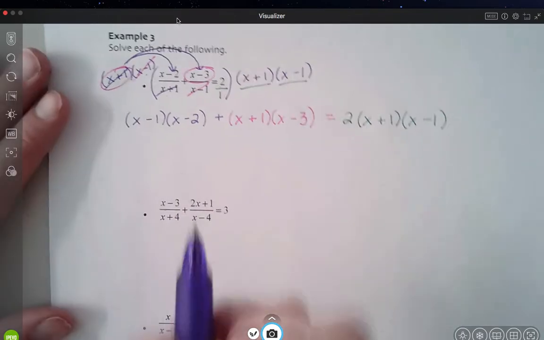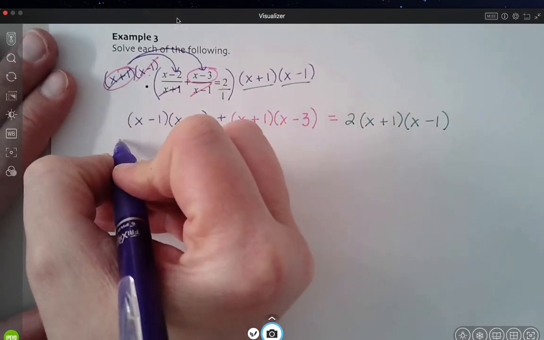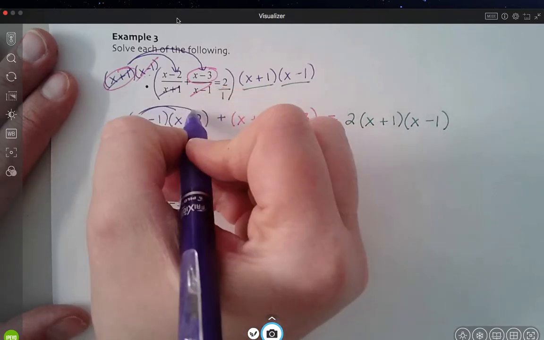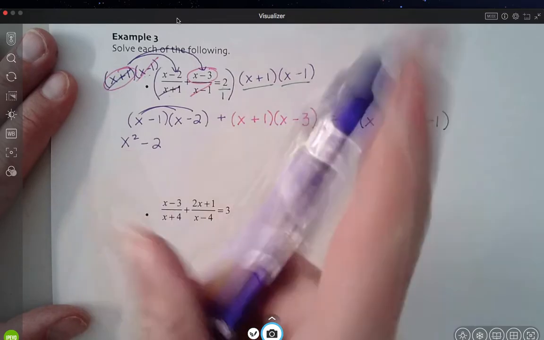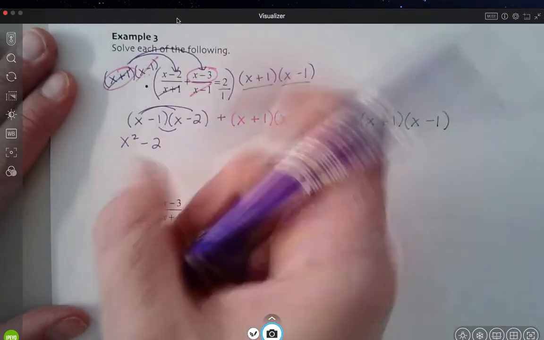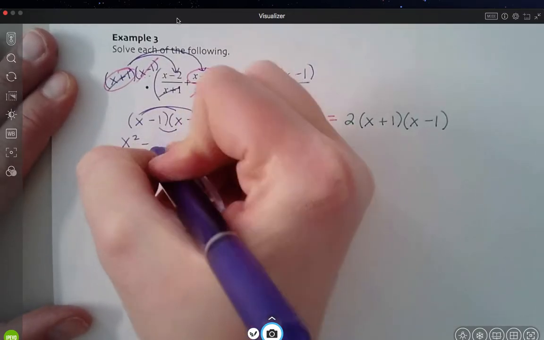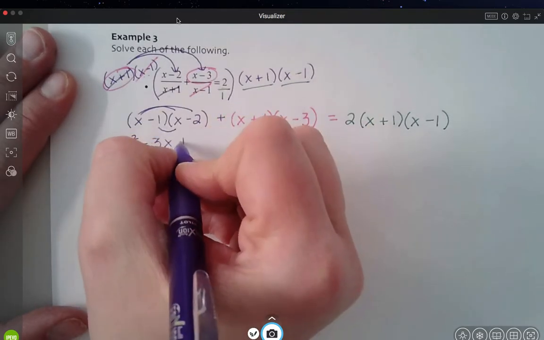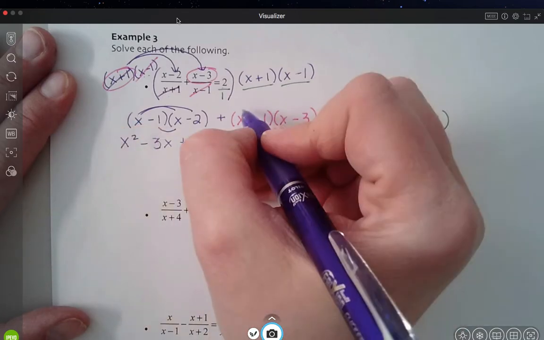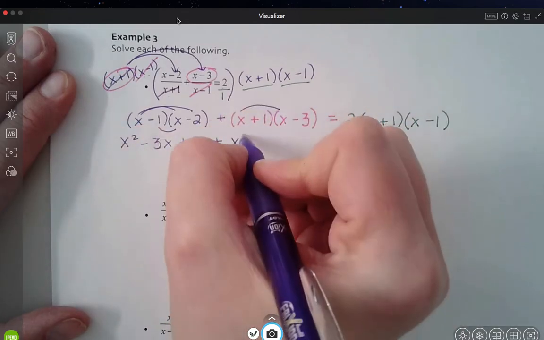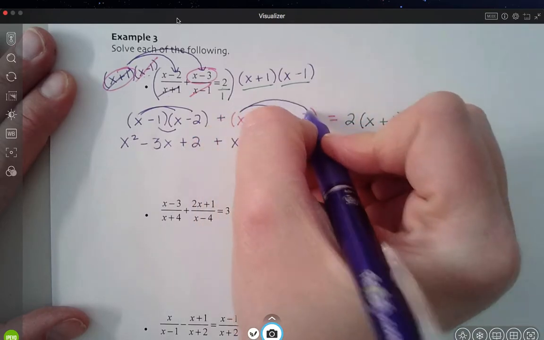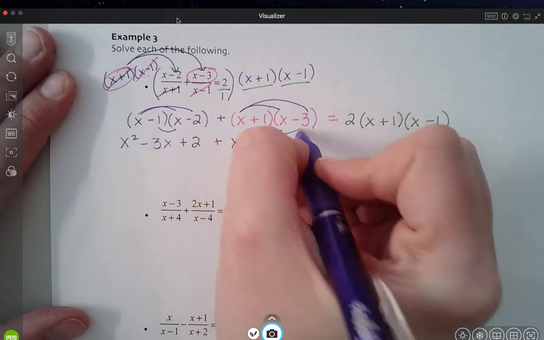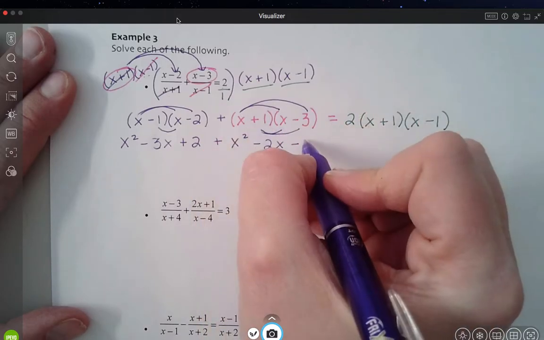So with this first one, I'm going to do my FOIL here. This is going to give me x squared minus 2x, and minus 1x, I'm going to do those two together, so I'm really just going to make it minus 3x. And then negative 1 times negative 2 is positive 2. Over here, x times x is x squared. I'm going to go ahead and do negative 3x plus 1x, so that gives me negative 2x. And then 1 times negative 3 is negative 3.